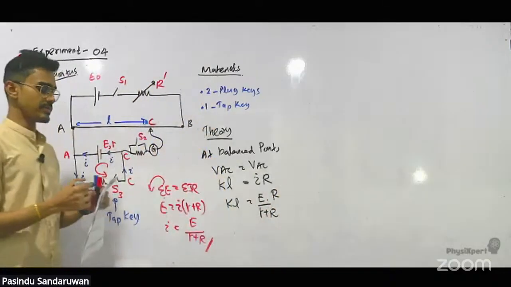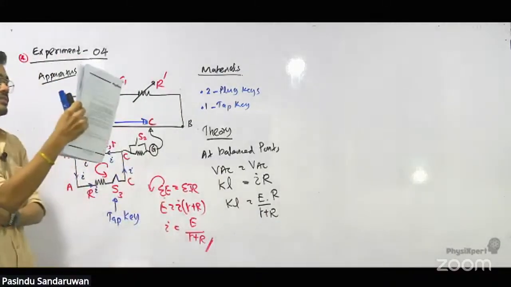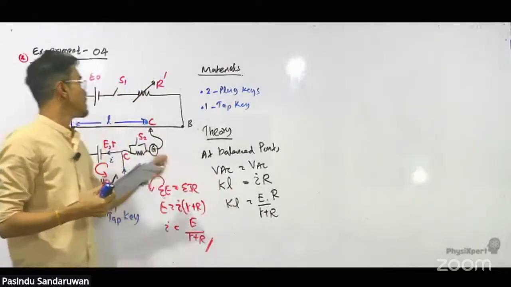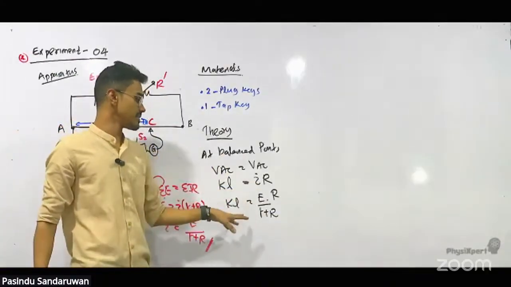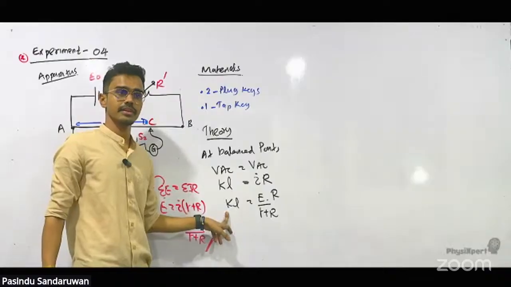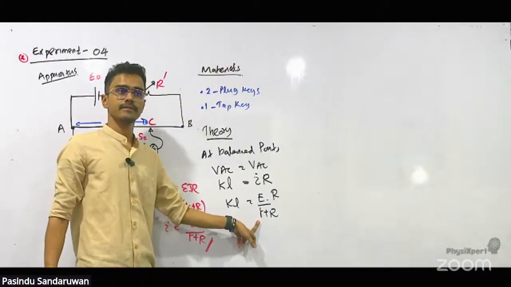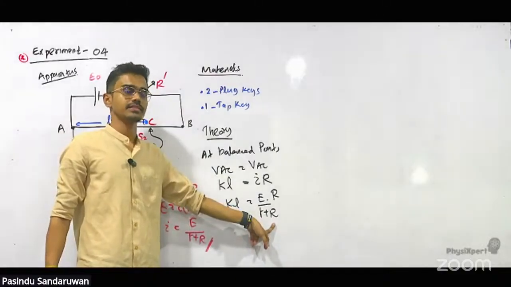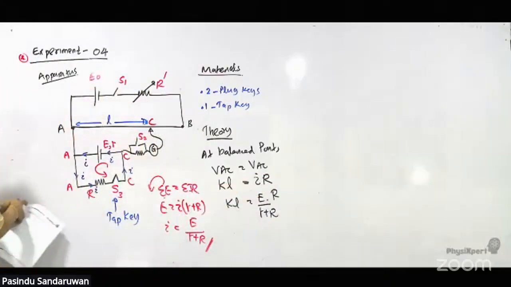Now check the variables again. With the experiment, from these variables, what are the constants and what are the variables? K is constant, L is variable, small r is constant, and capital R is a variable.